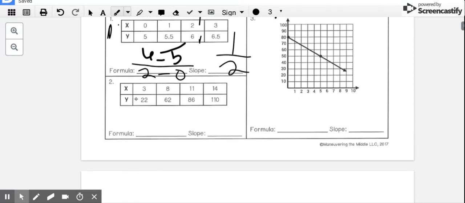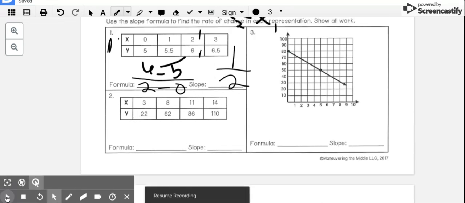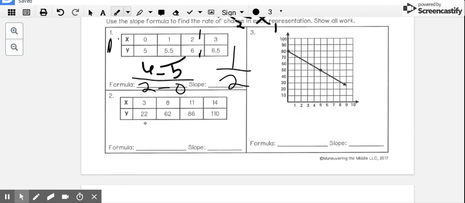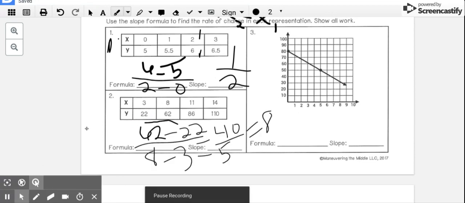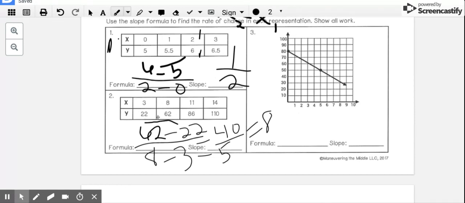So go ahead and pause it and try to do number 2 now. And let's all use these 2 ordered pairs right here, these first 2. Okay, so I did 62 minus 22. That was my y minus y. And then I had to go back to this and do 8 minus 3. I got 40 over 5, which is 8. That is my slope. That's also your unit rate per 1.